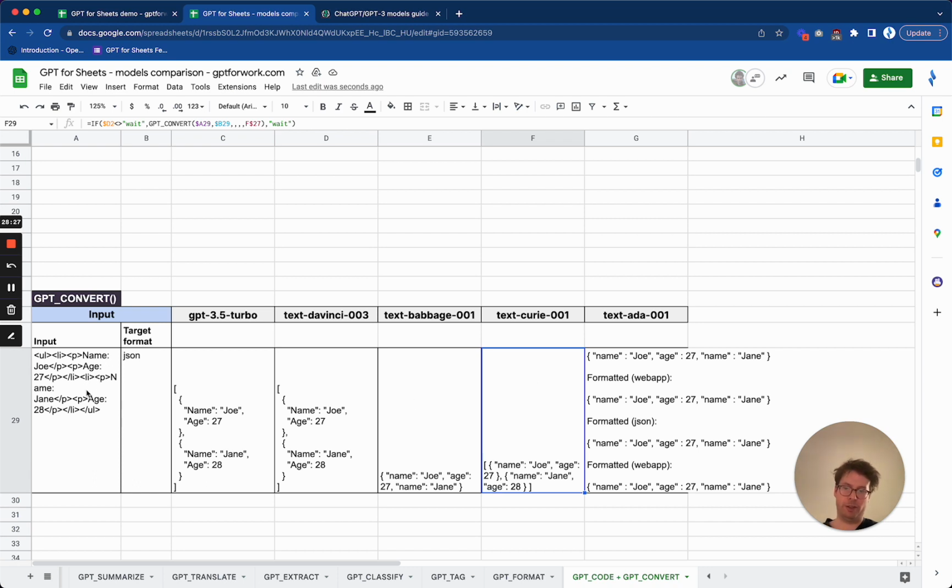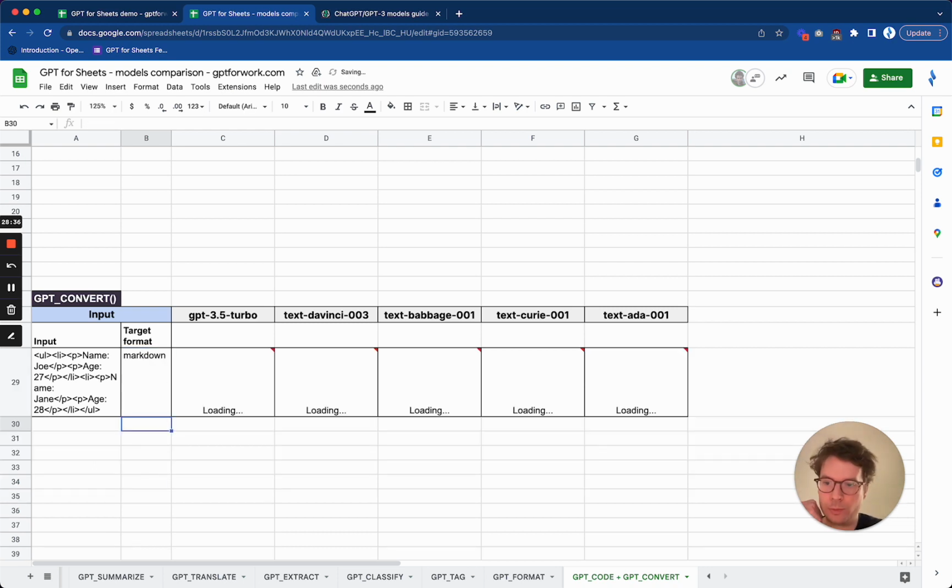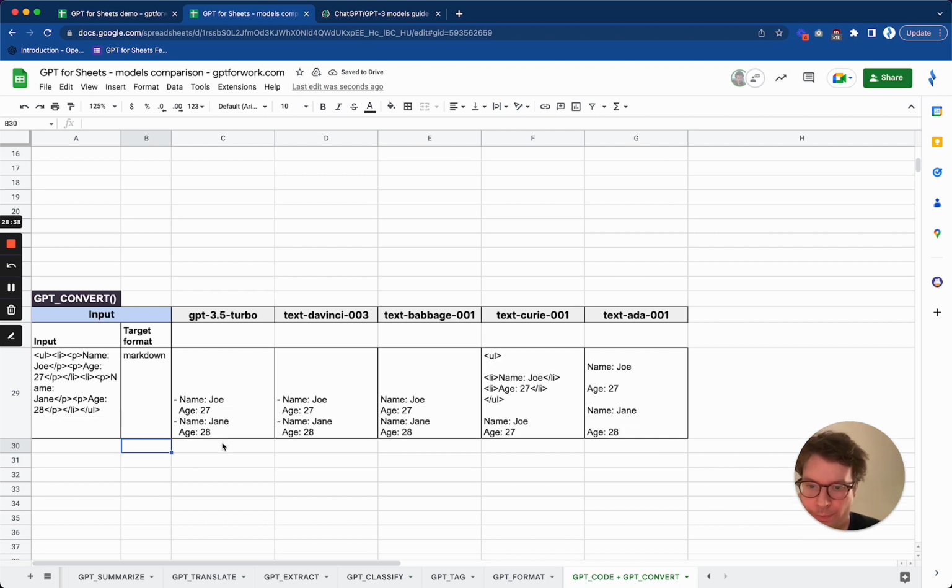Again, I mean, this is a very simplistic example. Actually, let's try something else. Let's try Markdown here. Okay, so ChatGPT and DaVinci are correct, and all the other three are wrong. So yeah, for conversion, I guess JSON is a very well understood format, so Curie did get it right, but then Markdown is a more difficult one for them. And so I think this video has been long enough now.